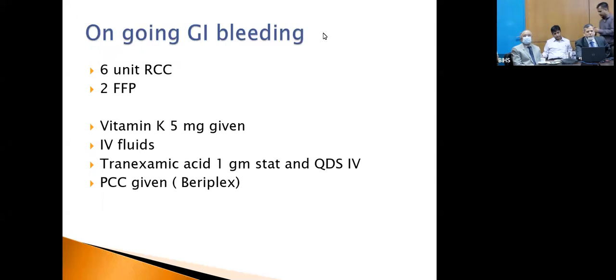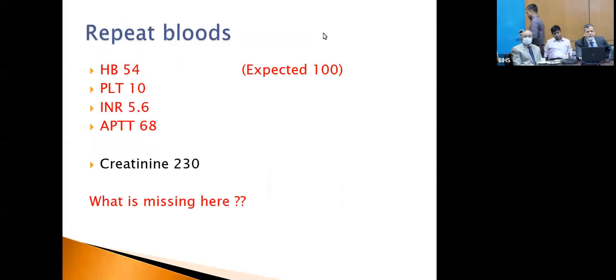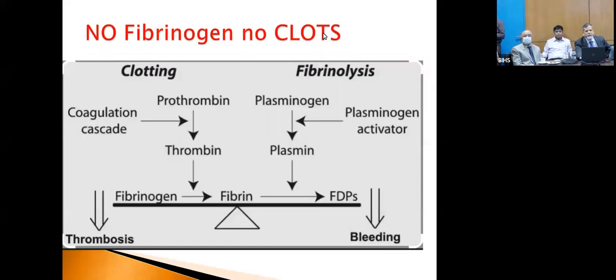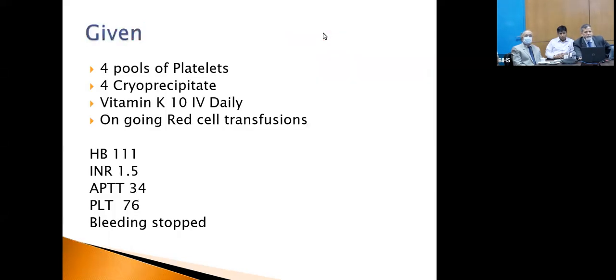Giving vitamin K, tranexamic acid, PCC. So this is the same again. I think we haven't given the cryoprecipitate or fibrinogen concentrate. So the patient got dilutional, further coagulopathy because the liver has not produced any clotting factor. And in addition, we have given lots of red cell concentrate, which does not have fibrinogen in it. So that's what you see. It's ongoing red cell transfusion.